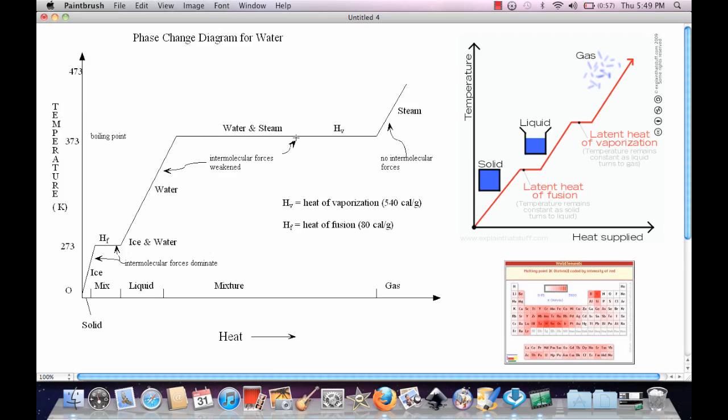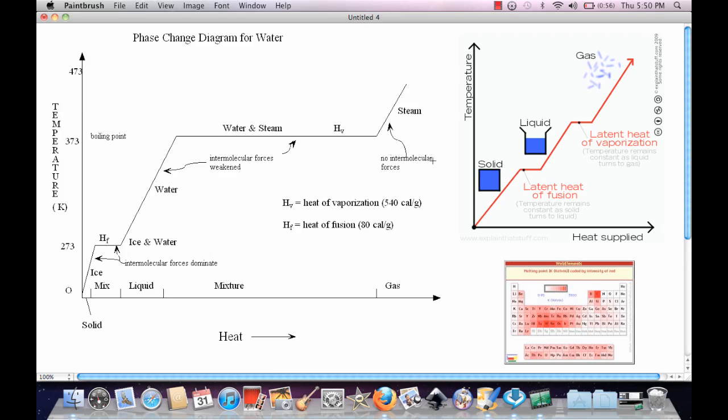You know, this is where intramolecular forces are weakened. This is why we have gases. This is why we have water, because the particles are all spread out. And then we have water and steam for a certain amount of time until we get to a heat of vaporization area at 500 cals per gram, where it all becomes steam. So no intramolecular forces are acting on this part.